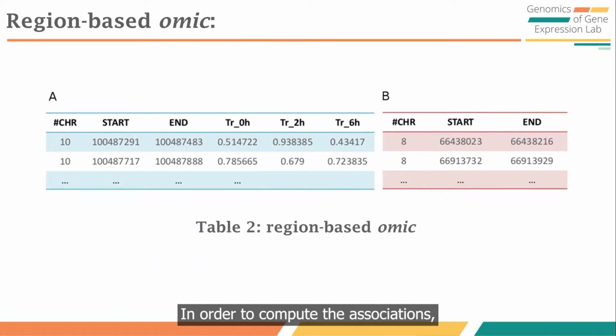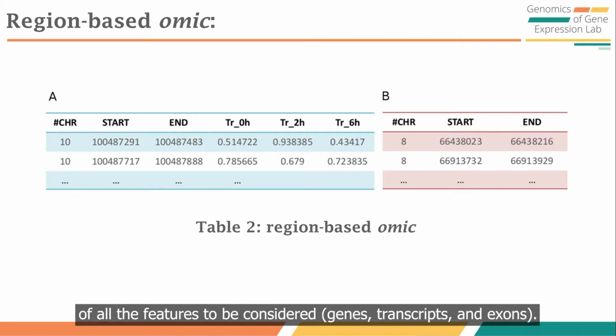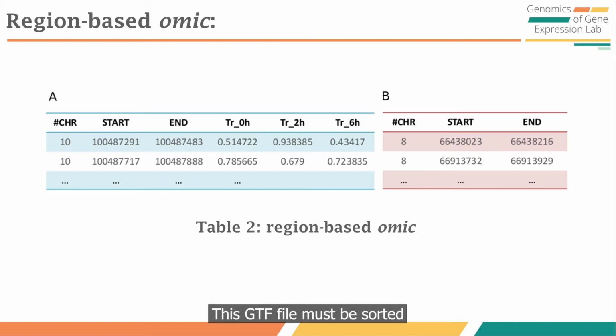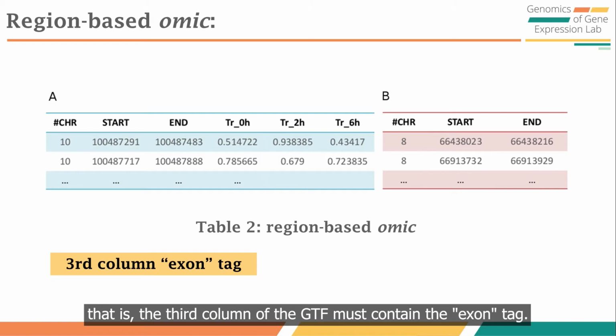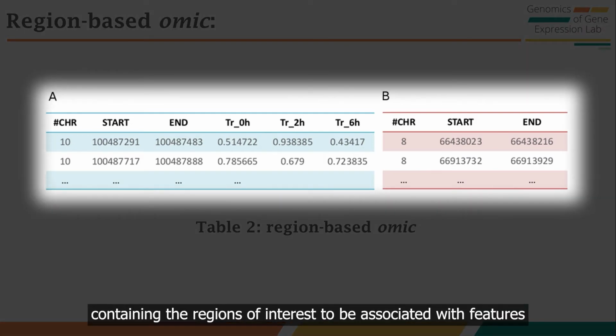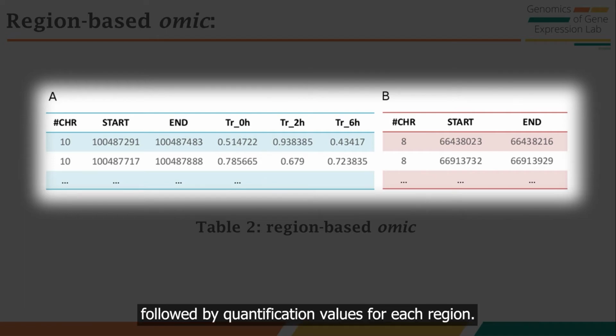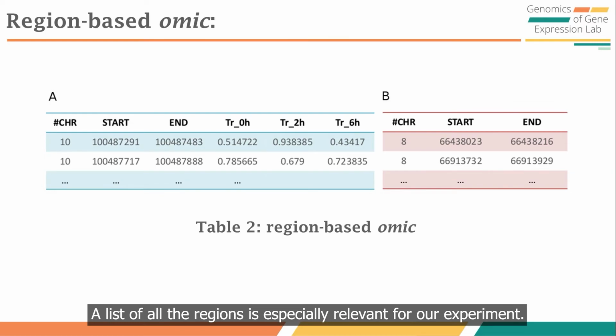In order to compute the associations, Regions2genes needs the following information. A GTF annotation file contains the chromosome positions of all the features to be considered. This GTF file must be sorted and should include annotations at the exon level. That is, the third column of the GTF must contain the exon tag. A modified BED format file contains the regions of interest to be associated with features, followed by quantification values for each region. A list of all the regions is especially relevant for our experiment.